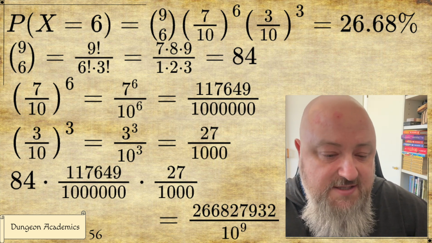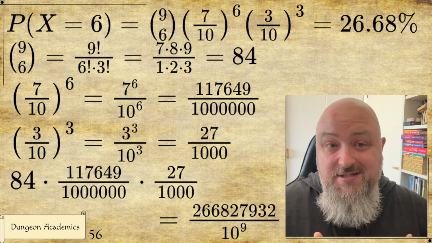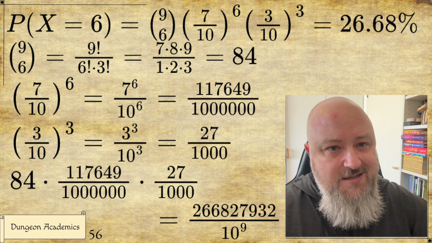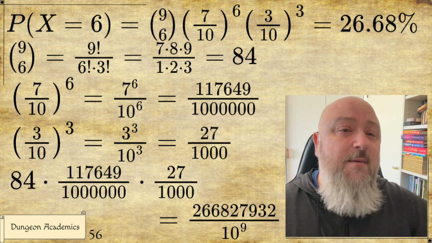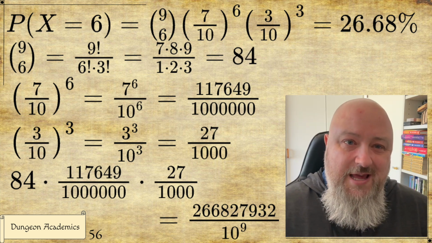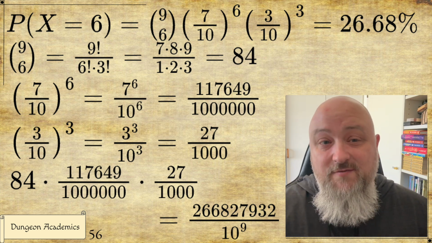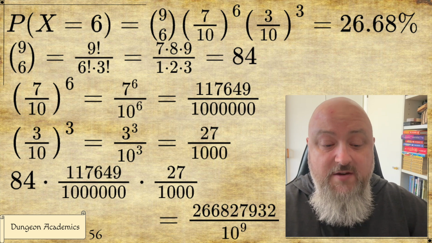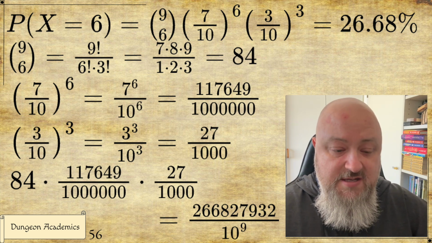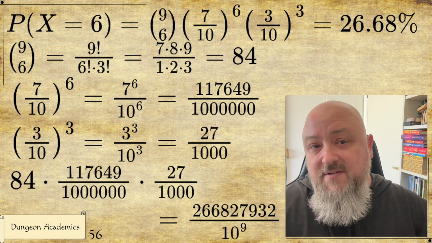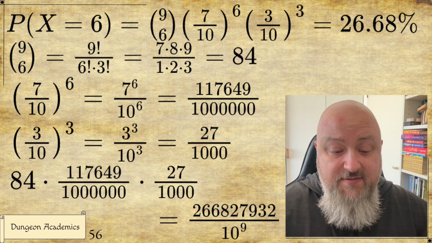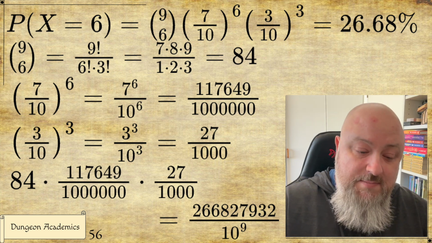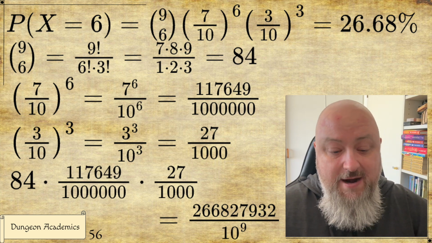9 choose 6. Well, I'm going to use the same shortcut as before. I know that's just going to be 7 times 8 times 9 over 1 times 2 times 3, but please use n choose r in a calculator if you have access to it and you don't fancy doing this arithmetic. It tells me there are 84 ways of arranging 6 hits and 3 misses. The probability for getting 6 hits is 7 out of 10 to the power of 6, and the probability of getting 3 misses is 3 in 10 to the power of 3.